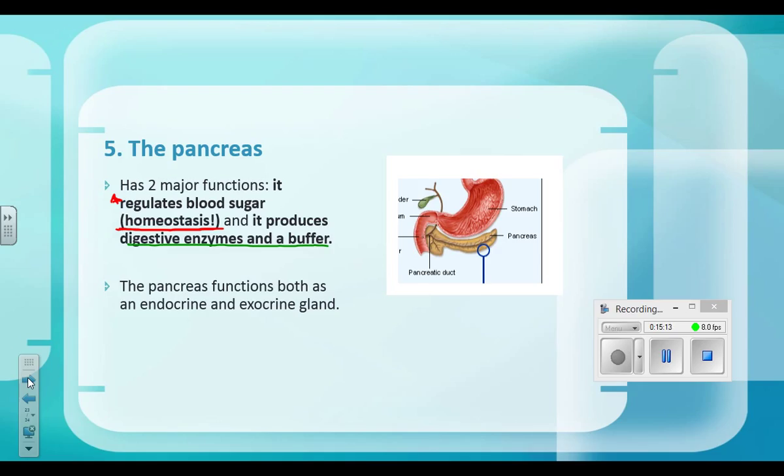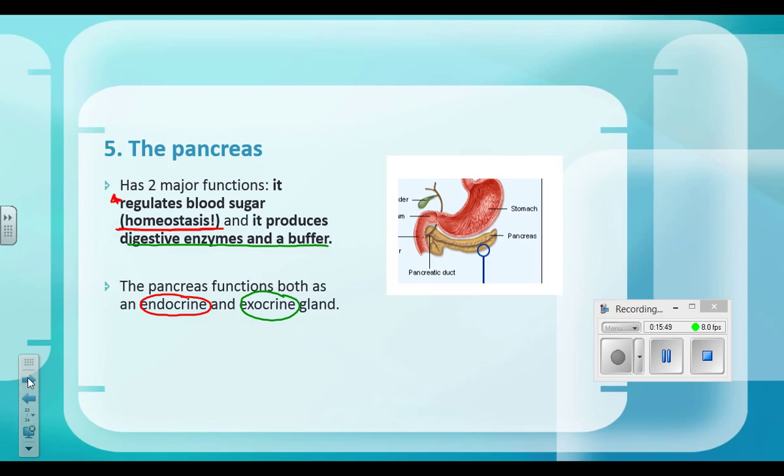So these two things are really quite different. Regulating blood sugar is what happens when your pancreas is functioning as an endocrine gland. Producing enzymes and a buffer is what happens when your pancreas is functioning as an exocrine gland. And perhaps you're like, what do those words mean? I've never heard them in my life. And I will discuss what they mean.